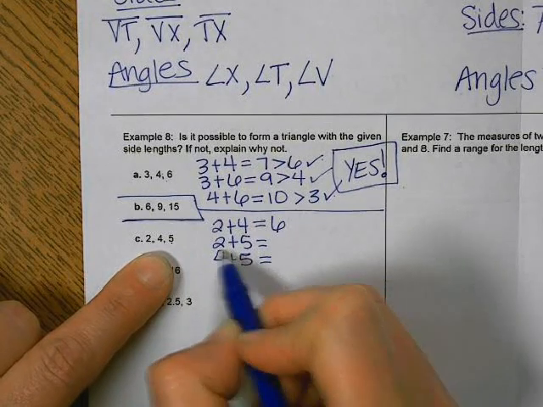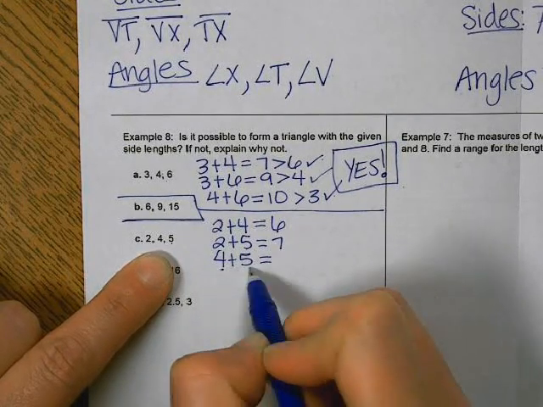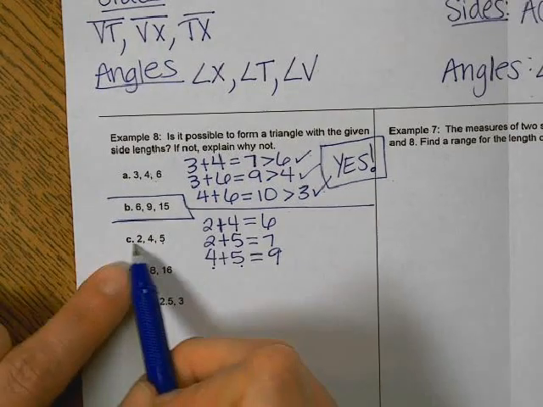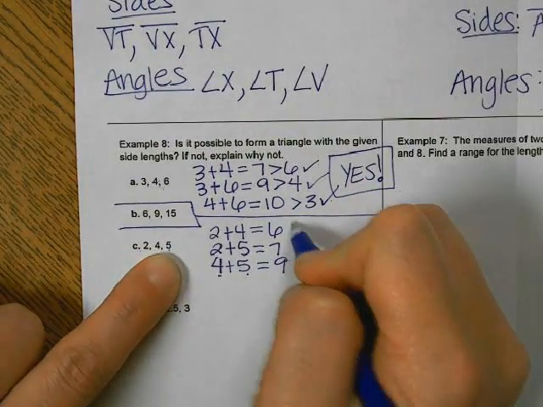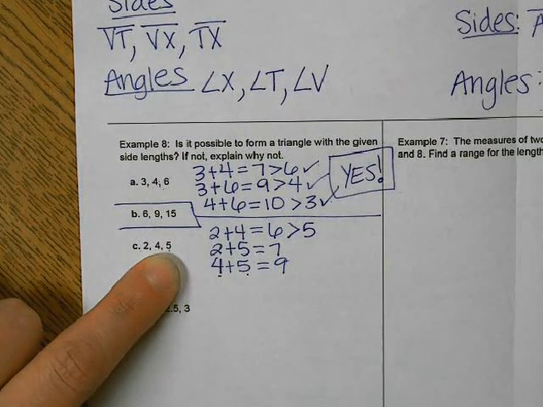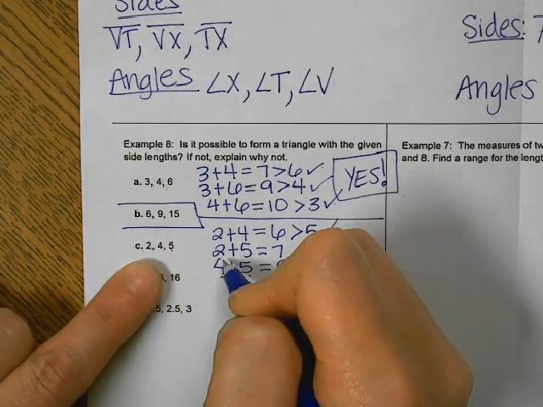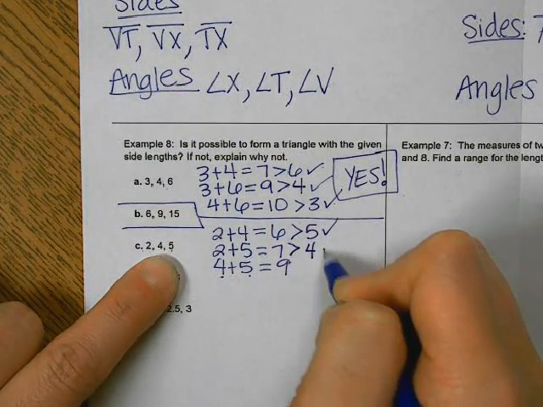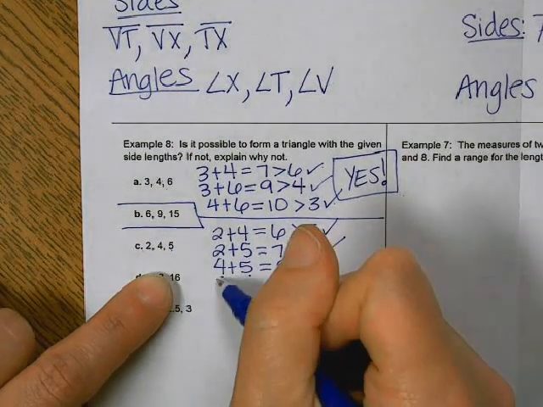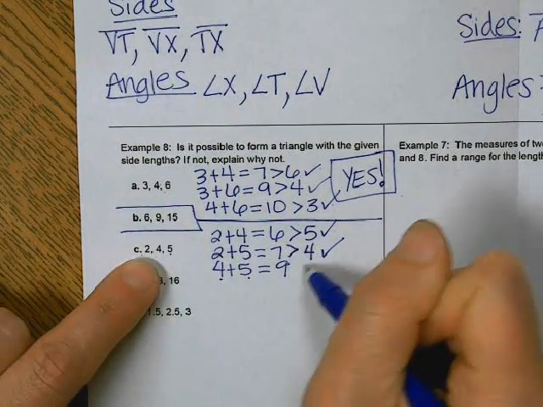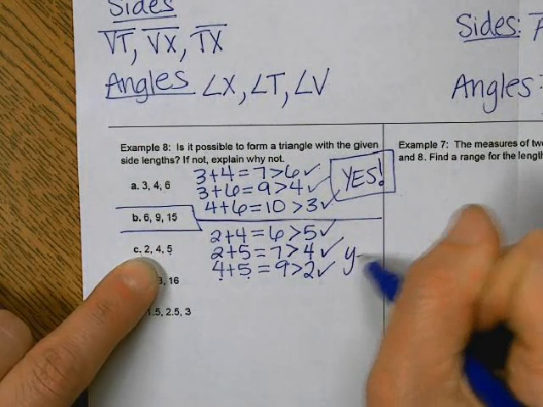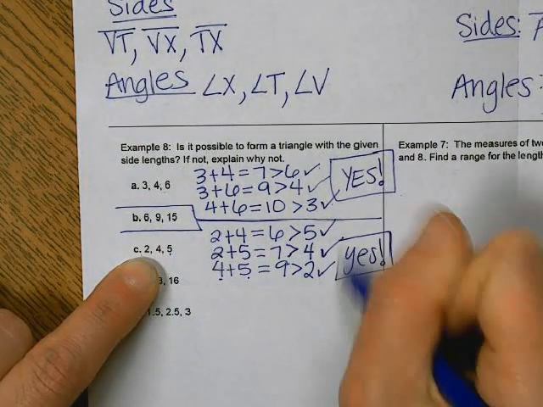2 plus 4 is 6, 2 plus 5 is 7, 4 plus 5 is 9. Now we're going to check it. 2, 4, so 6 has to be greater than 5. Is that true? Yes. 2, 5, so 7 has to be greater than 4. Is that true? Yes. 4 and 5, so that means 9 has to be greater than 2. Is that true? Yes. So this one makes a triangle.